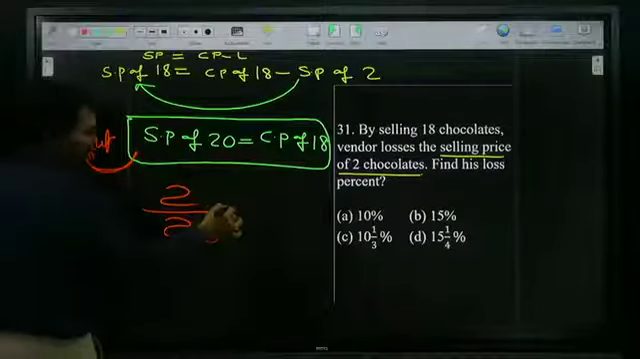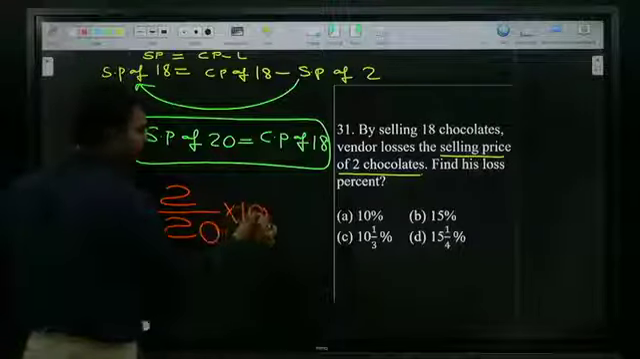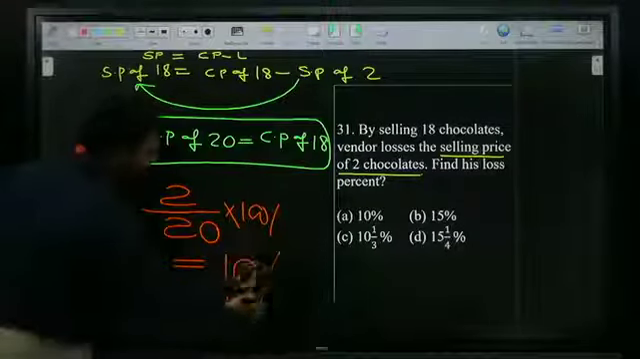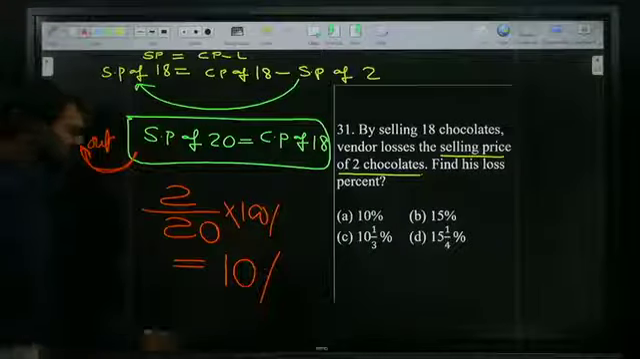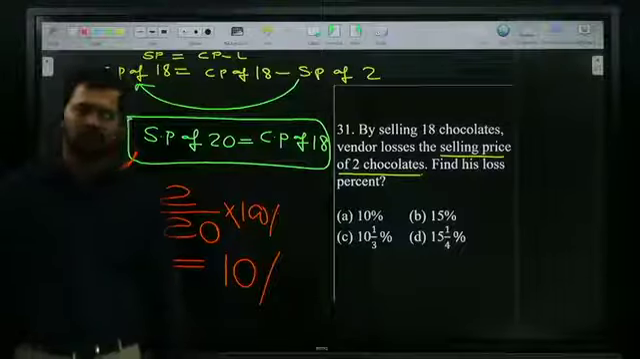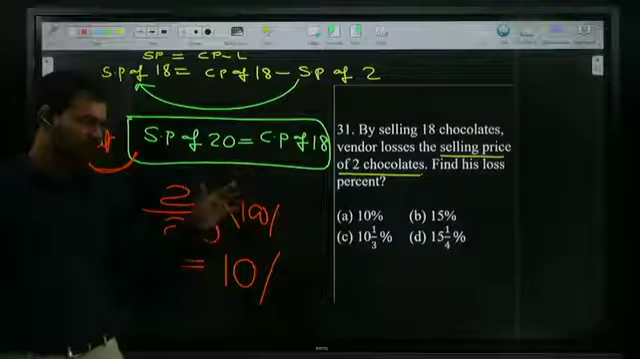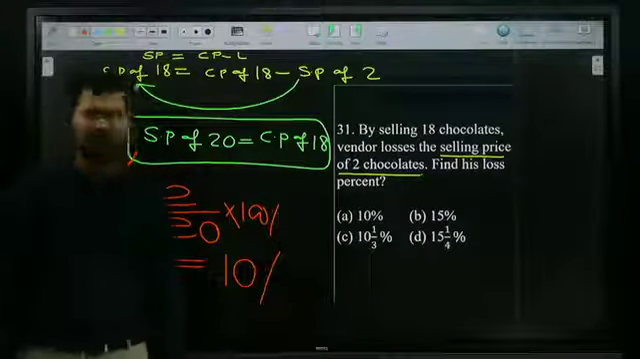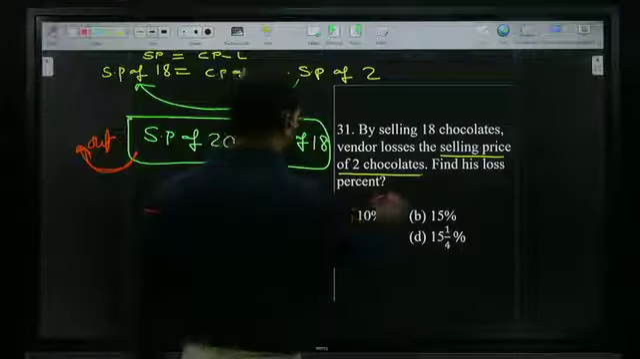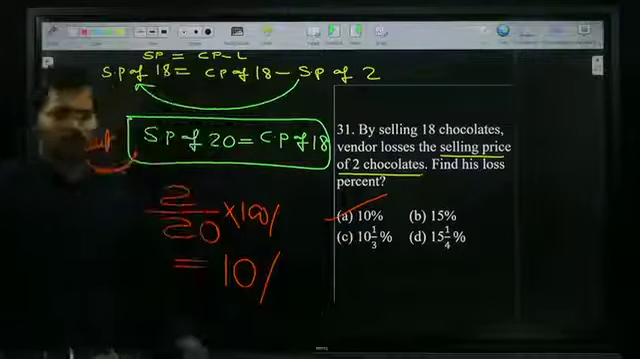So 2 by 20. In 20, how much percent loss? 2 is how much percentage? 10%. All of you clear? All of you understood this model? Very good. Some members gave their answers. 10% is the right answer. So your option is option A. All of you clear?